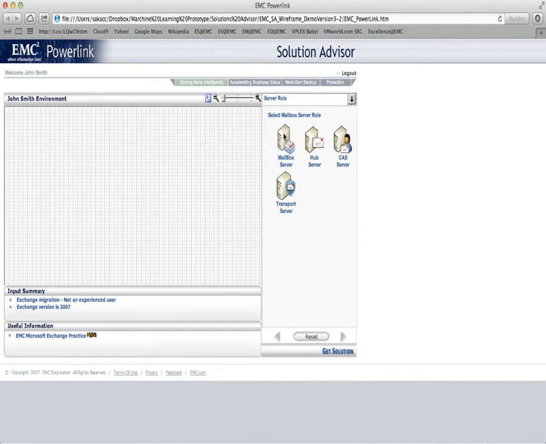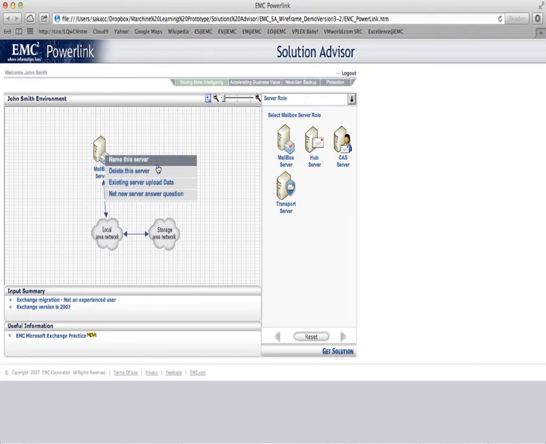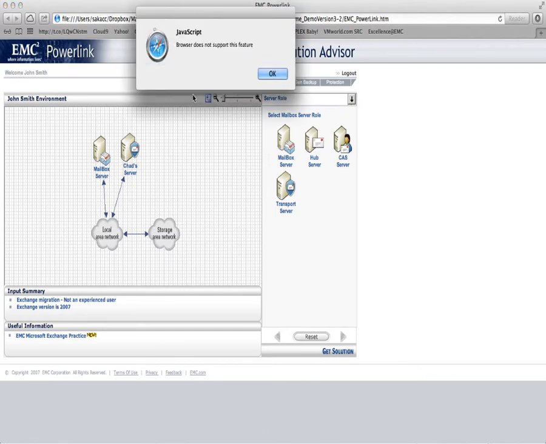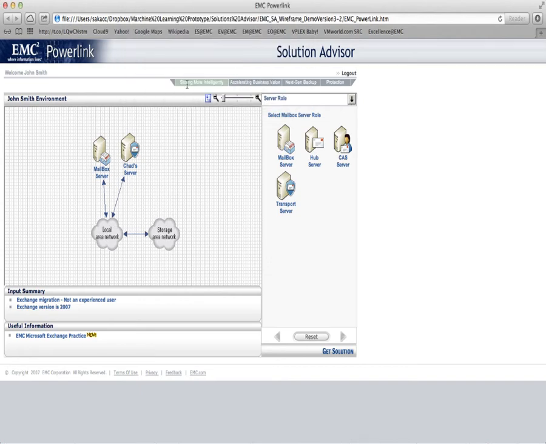And then the person could start to drag and drop information in a very intuitive way that looks very familiar. These icons are the standard Microsoft icons for all of these roles. So this, for example, is a mailbox server role. And then you'd have hub servers and transport servers. And you could name them, and you could customize. This could be Chad server, whatever. Everything that you did could be exported into Visio.